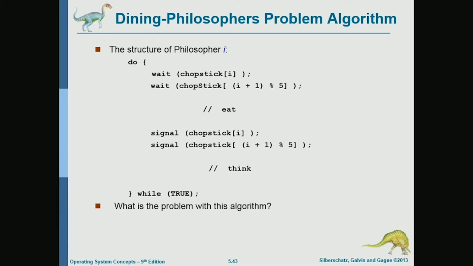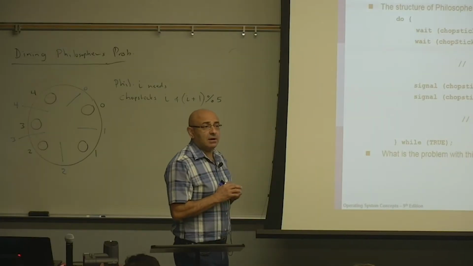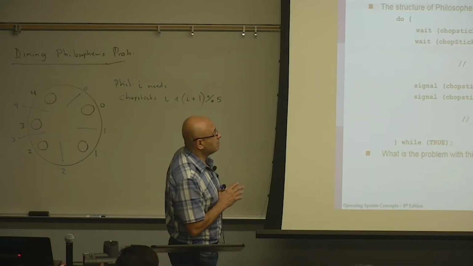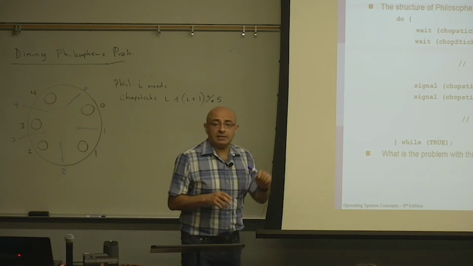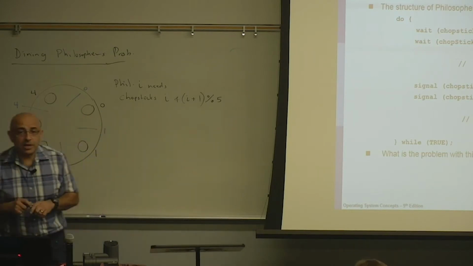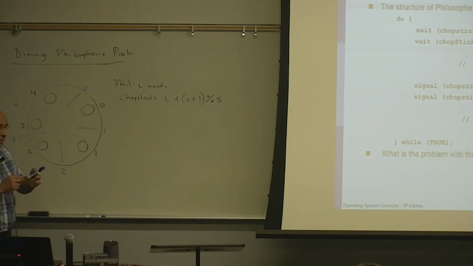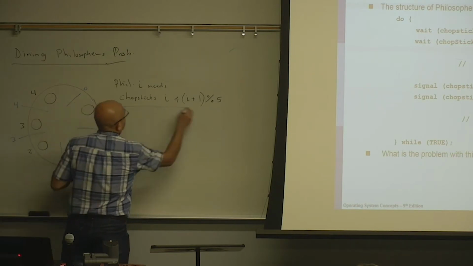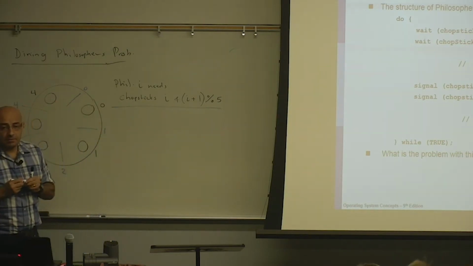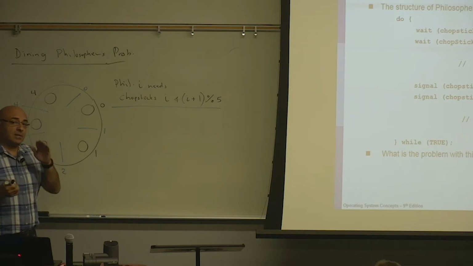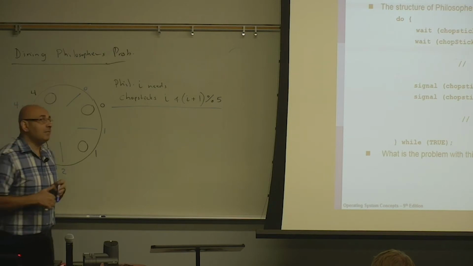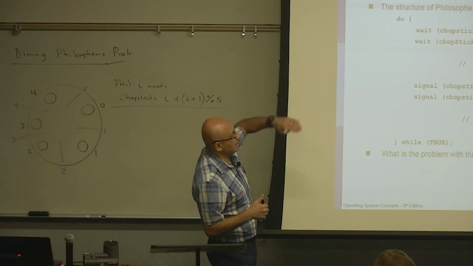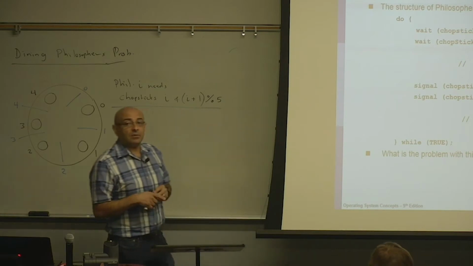Okay? Now, the problem with this, so this is a reasonable solution. But the problem here is that this may cause a deadlock. So can you give me a specific scenario that will cause a deadlock? So when we say a scenario, I mean a sequence of events. If each philosopher gets one chopstick? Yeah, if each philosopher gets one chopstick and is waiting for the other, then we will have a deadlock.